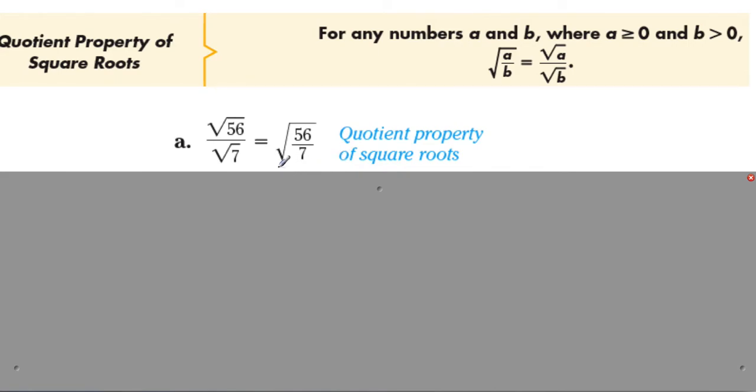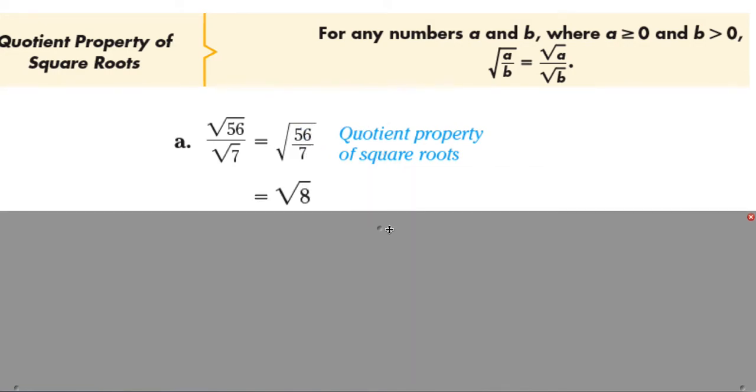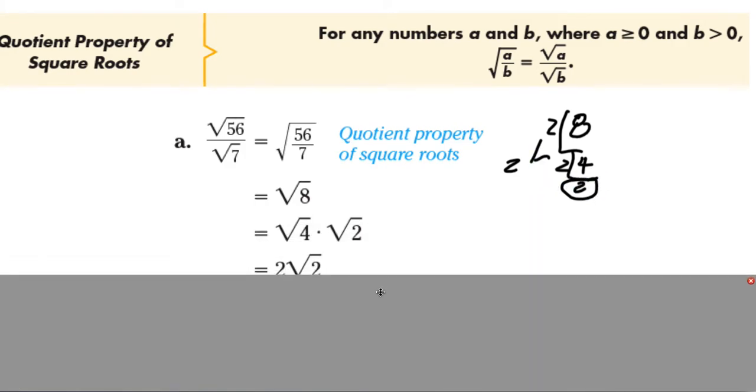So using letter A, you have radical 56 over radical 7. That will be equal to just one radical sign, 56 over 7, which is the quotient property of square roots, and 56 over 7 is actually radical 8. And if you simplify radical 8, you get 2, 4, and 2. Pair that up, that's your 2, that goes out of the radical sign, and this one doesn't have a pair, so it's 2 radical 2 right there.